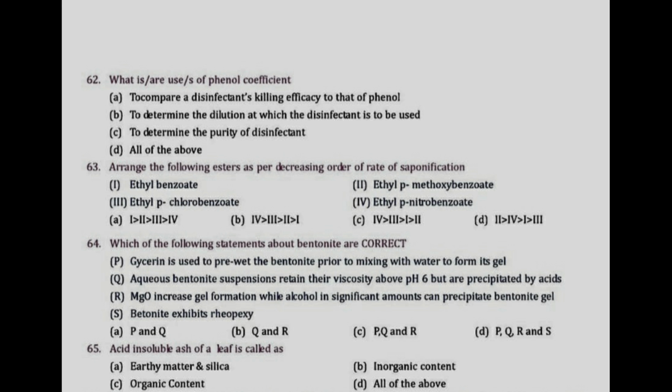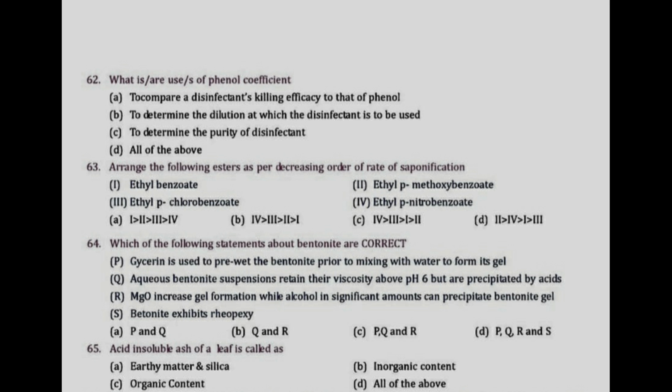Next question number 63. Arrange the following esters as per decreasing order of rate of saponification. 1. Ethyl benzoate. 2. Ethyl para-methoxybenzoate. 3. Ethyl para-chlorobenzoate. 4. Ethyl para-nitrobenzoate. Option A, 1 greater than 2 greater than 3 greater than 4. B, 4 greater than 3 greater than 2 greater than 1. C, 4 greater than 3 greater than 1 greater than 2. D, 2 greater than 4 greater than 1 greater than 3.